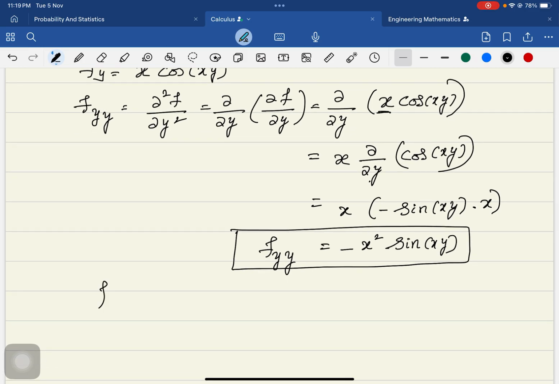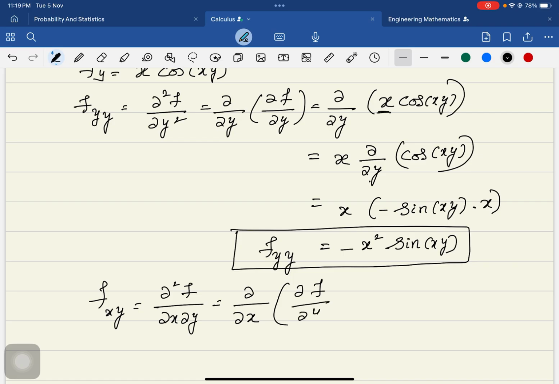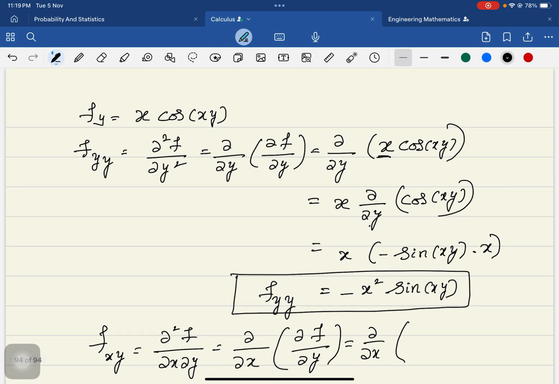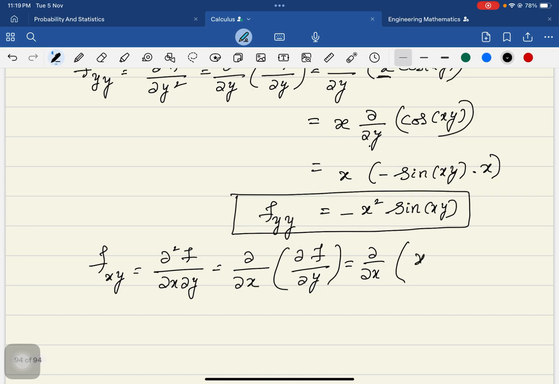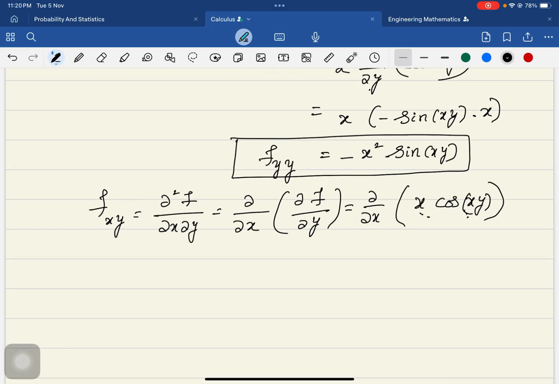Now let us find out what is fxy. That is ∂²f/∂x∂y. That is given by ∂/∂x of ∂f/∂y. Now that is ∂/∂x of, what is ∂f/∂y? It is x cosine of xy. Now you observe here we are differentiating with respect to x and both the terms have x. So we must use the product rule.